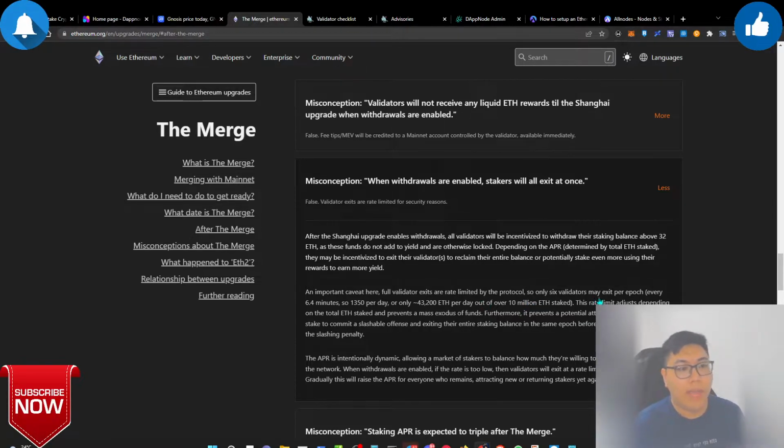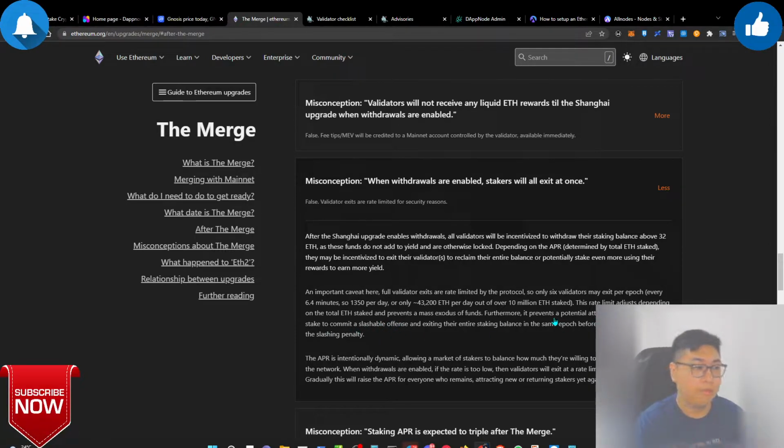So if people want to exit every time, there's a rate limit for exits to happen. Every epoch is going to be 6.4 minutes, and there's going to be 1,350 per day, or only 43,200, basically 135 validators able to exit per day. Out of the 10 million stakes, this rate limit is adjusted depending on the total stake, and it prevents a mass exodus, basically mass withdrawals, and prevents a potential attacker from using the stake commit to slash.